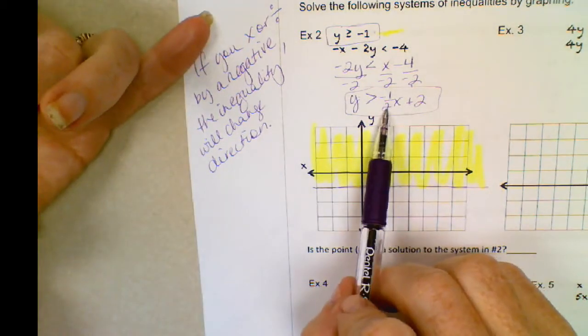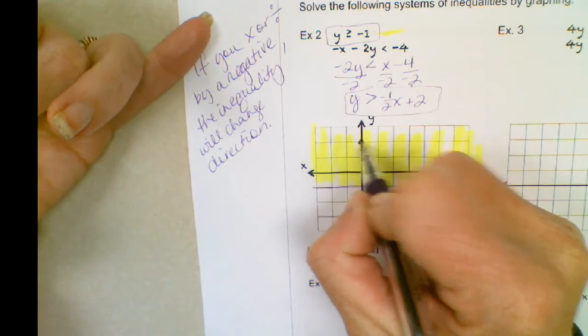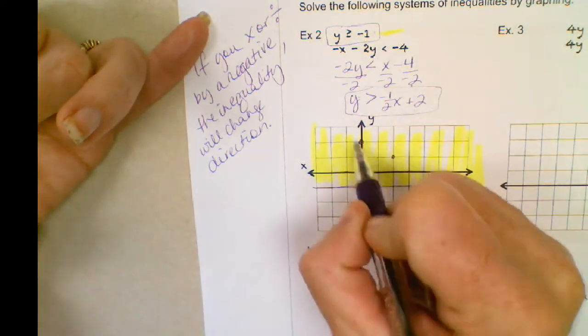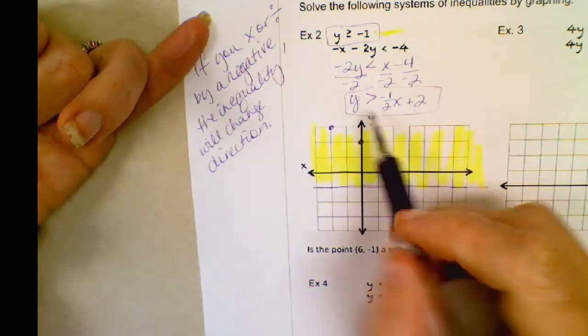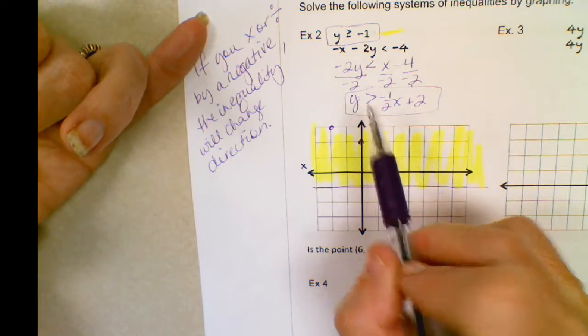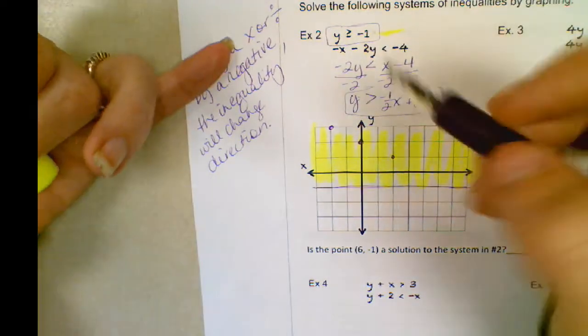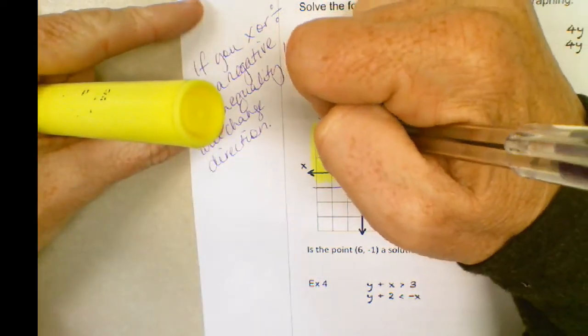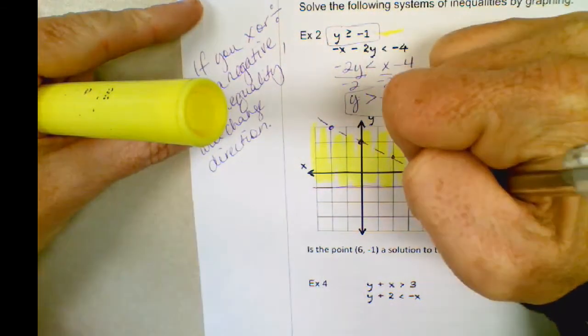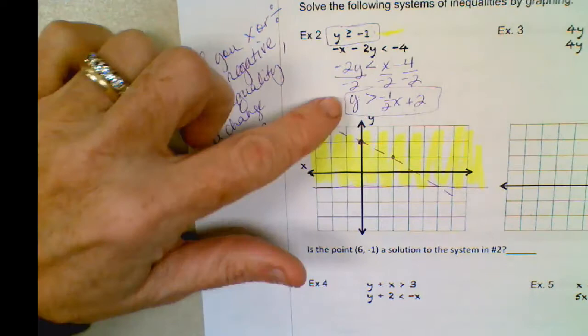Now I can graph the second line. I'm going to start at positive 2. And my slope is down 1 and over 2, or up 1 and to the left 2. That is a greater than sign. It does not have the line underneath. It's not a greater than or equal to. So that is actually going to be a dashed line through those points. And that is greater than.